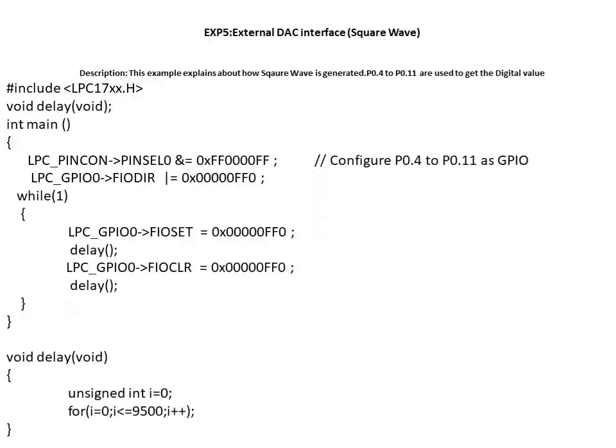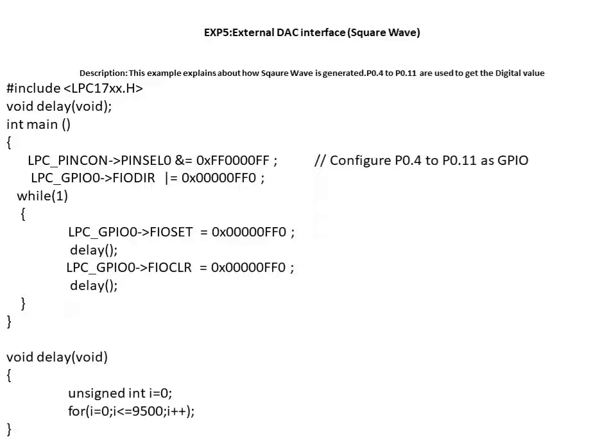Here I am going to explain the generation of the square wave. In this program, again we have the hash include LPC17xx.h, because we need the header file. We include the header file in order to make all the registers of the microcontroller available to the C program. Then we are introducing a delay. In the main program, the first two statements are with respect to port 0 bit 4 to port 0 bit 11, which are made general purpose input output pins making use of pin select 0.